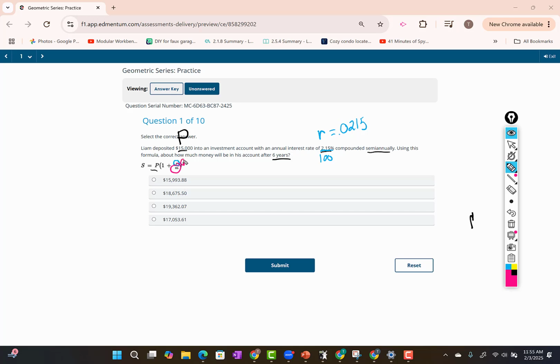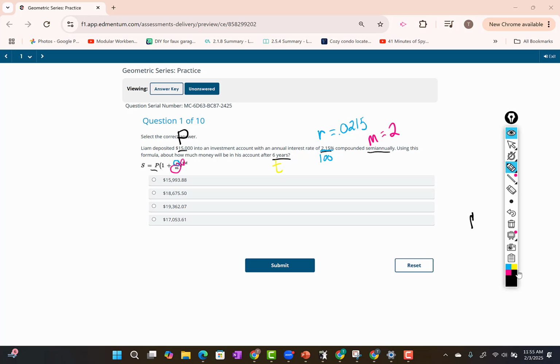M, here in both places, comes from the fact that it's compounded semi-annually. M represents how many times per year the interest was compounded. So if it's compounded semi-annually, that means it's compounded 2 times a year. And then finally, the T variable is just 6.